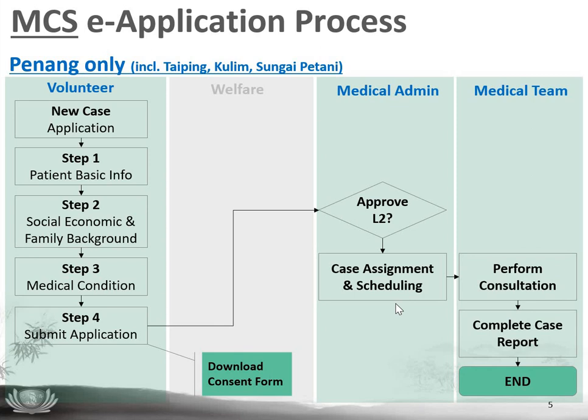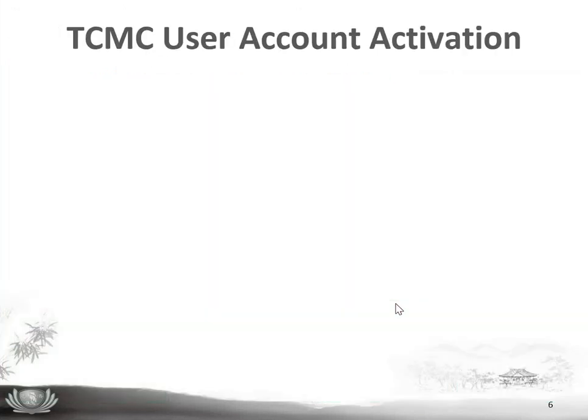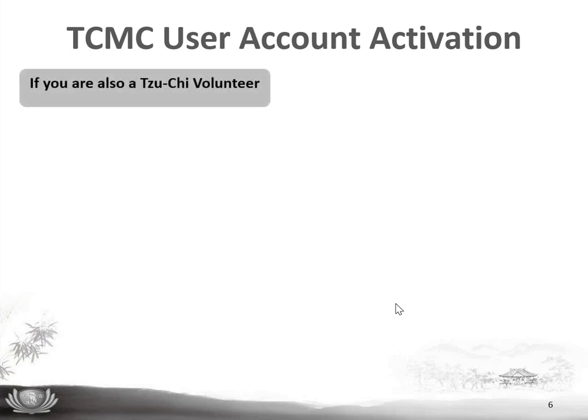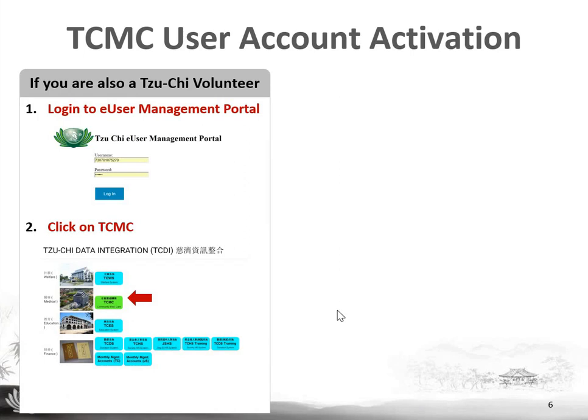Before we start to use the system, there are a few steps we need to go through to ensure we have a secure login. If you are a Tzu-Chi volunteer, there is a single sign-on facility in the e-user management portal that you can use, a single user ID or username and password to log into multiple systems or applications within Tzu-Chi, and TCMC is one of them. Once the system is launched, your login credentials will be activated in the e-user management portal to access directly to the TCMC system.